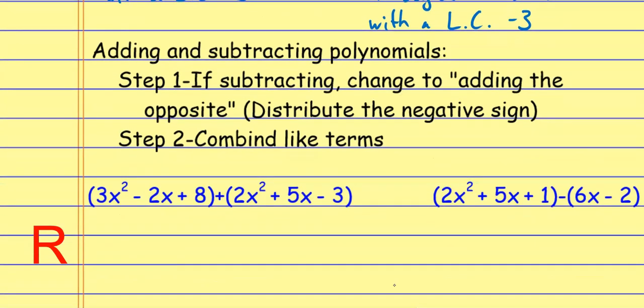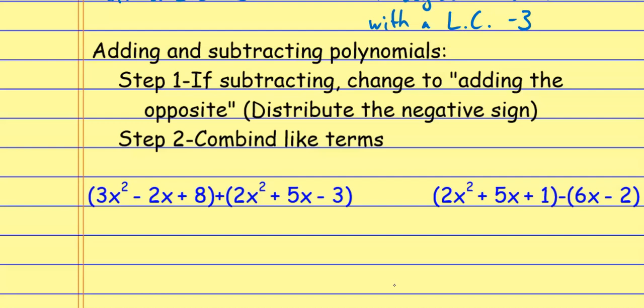So adding and subtracting polynomials. Step 1, if it's subtraction, I would change it to adding the opposite. You could also think of that like distributing the negative sign. You could go through and subtract each of the like terms, but we're just asking for mistakes. We're asking for headaches when we do that. Change subtraction to adding the opposite. Distribute that negative, if you like to think of it that way.